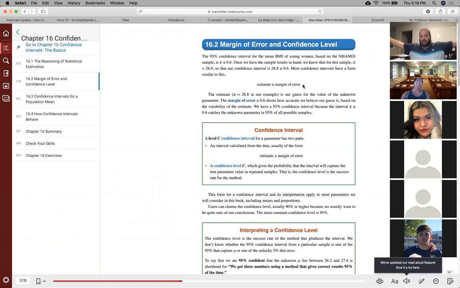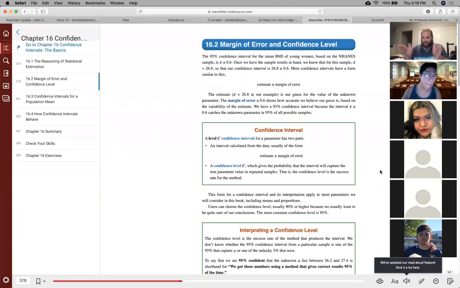Yes, exactly. The more confident you are that you caught it, the wider it has to be. Think about it. If you want to be 100% confident that you caught it, just take it infinitely wide. There's no question you had it. The more confident you are in catching it, the wider the interval is going to be. The less confident you are, the smaller it's going to be.